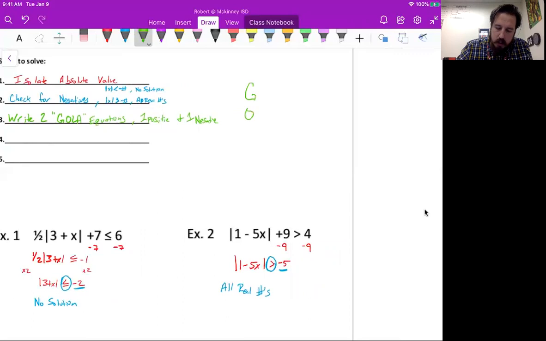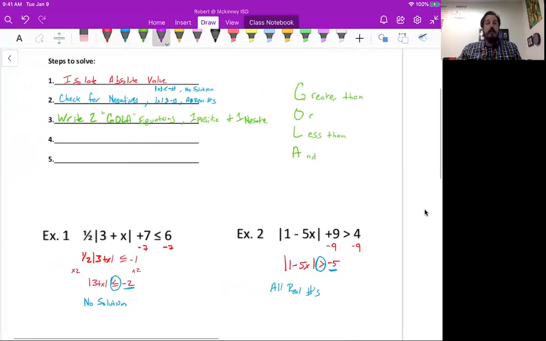Well, GOLA depends on the inequality we're dealing with. If it is a greater than, then we will use the word or. If our inequality is a less than inequality, we will use the word and between the 2 of them. And we'll look at what the difference is on that when we look at examples 3 and 4.